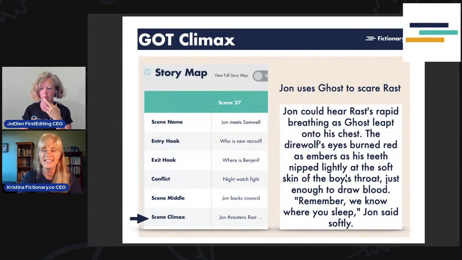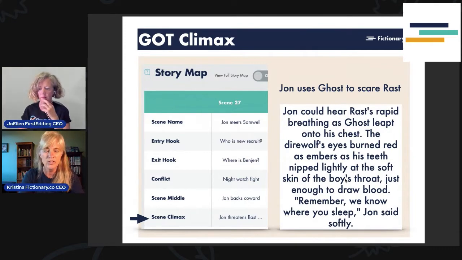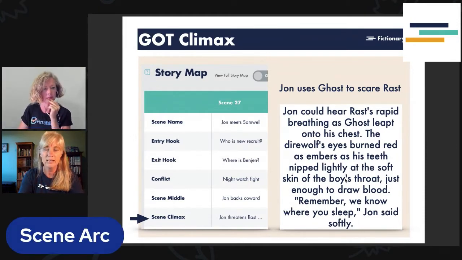Okay, and then we get to the scene climax, and I love this line. So it's where John uses Ghost, which is his dire wolf, to scare Rast. And right before this, John has gone to everybody and said they will stick up for Samuel and they won't let him get beaten by the others. And only one of their team says, I'm not doing it, and that's Rast. So they appear in the middle of the night.